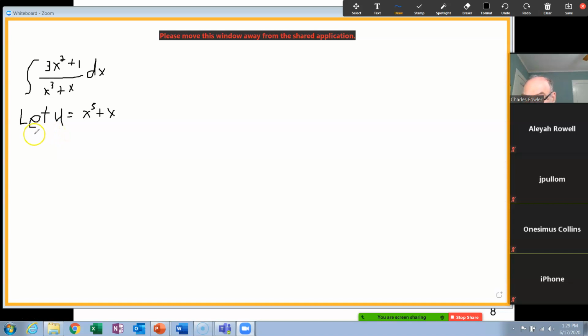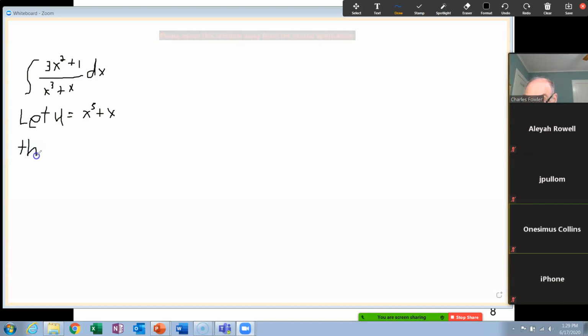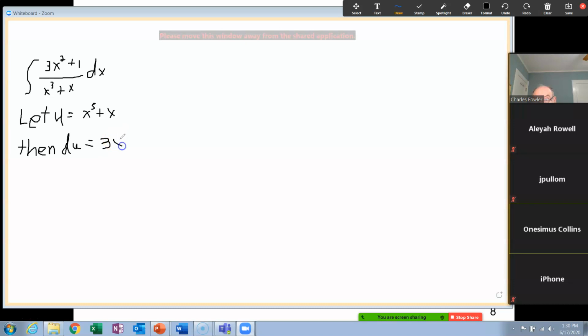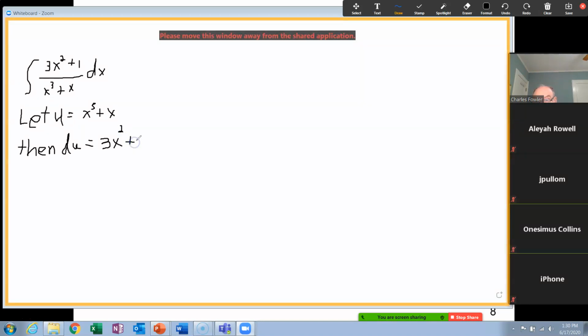What's the next line that always follows your let sign? Then, and what does the then always start off with? du is equal to what? Take the derivative of u. What do you get? 3x squared plus 1. Excellent. And then what part?